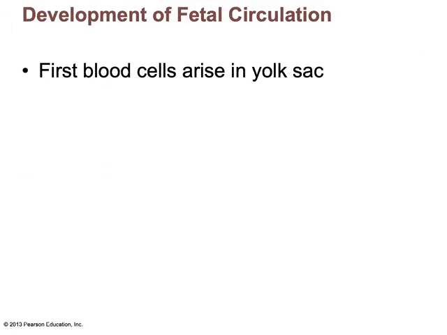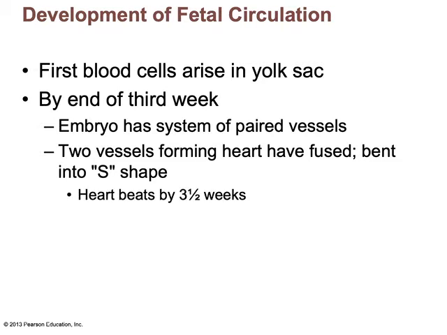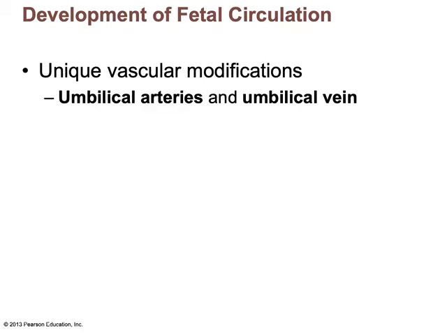Now, fetal circulation is unique because there's no source of oxygen coming from the air. So we're floating in amniotic fluid and our lungs are filled with it. The first blood cells come from the yolk sac by the end of the 3rd week. The embryo has paired vessels that form the heart that fuse together and bend into an S shape. The heart is beating by 3.5 weeks before it has blood to pump, okay? Modifications.